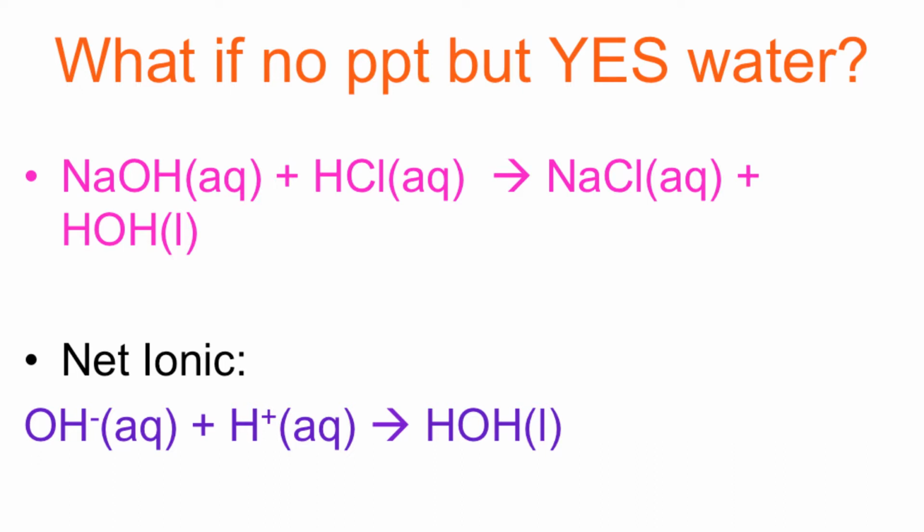But really, it's pretty easy if we just say, if we make water, that's because you're combining an acid and a base. And what did an acid and a base always make? A salt and a water. The net ionic equation is always hydroxide ions and hydrogen ions makes water. That's for every neutralization reaction where you have an acid and a base together.